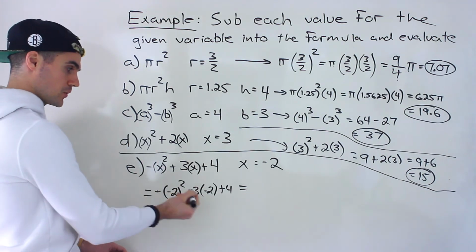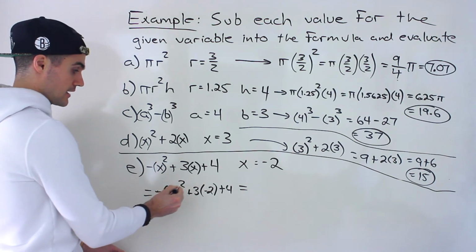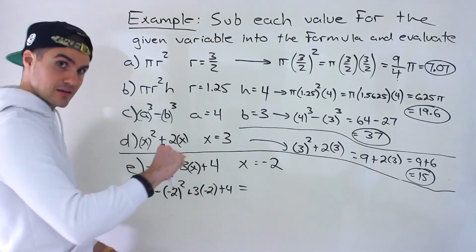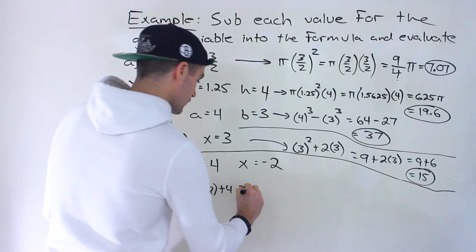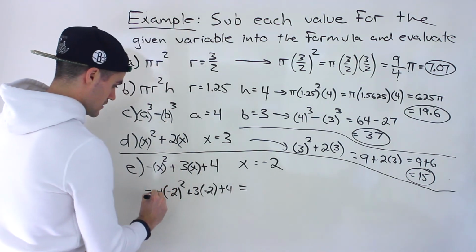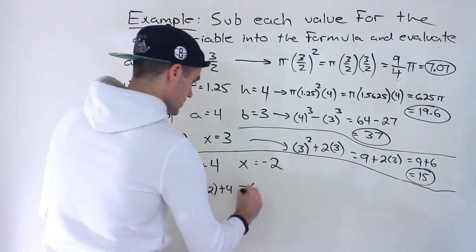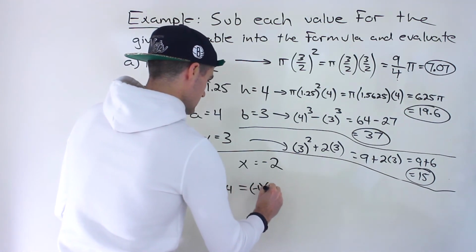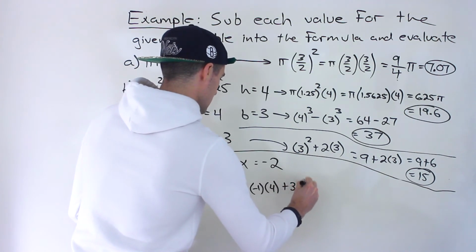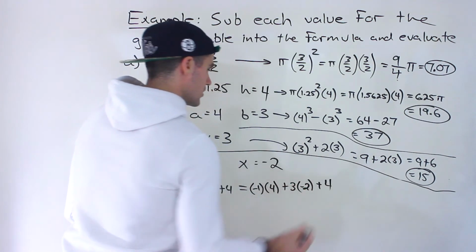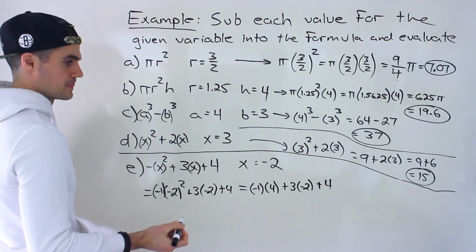So over here, what do we work with first? The exponent, right? So -2 to the power 2. -2 times -2 is +4, but we still have that negative in front. That's like a -1, if you want to put that in brackets. So we'd have -1 times 4 plus 3 times -2 plus 4, like that.